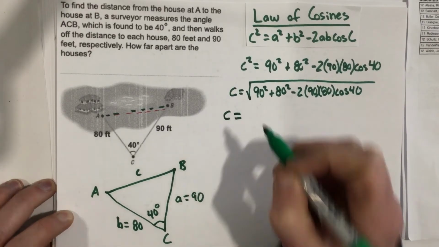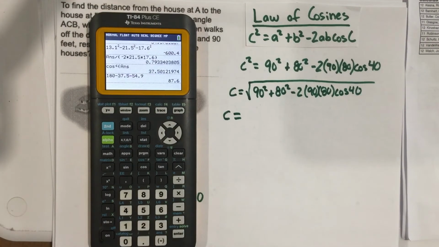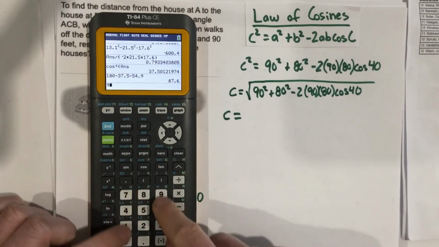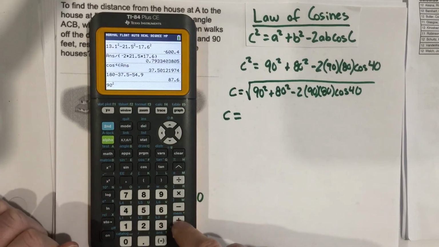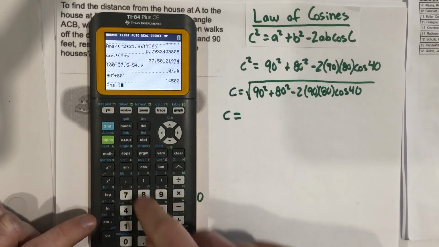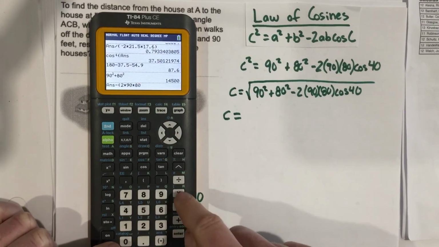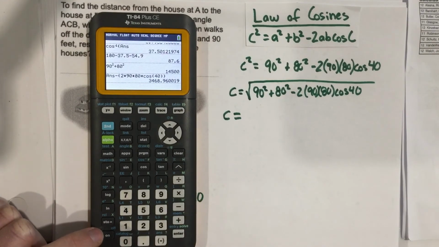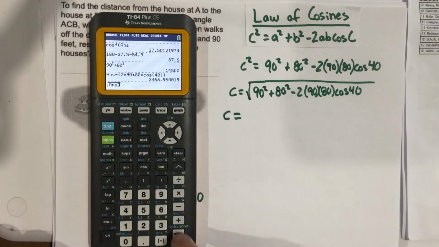Plug that in the calculator, and that'll tell us what our distance is. So let's go ahead and say, I kind of like to do the inside first and then use the second answer key. So 90 squared plus 80 squared minus 2 times 90 times 80 times cosine 40. And now we're going to square root that number. So we're going to say second square root, second answer.